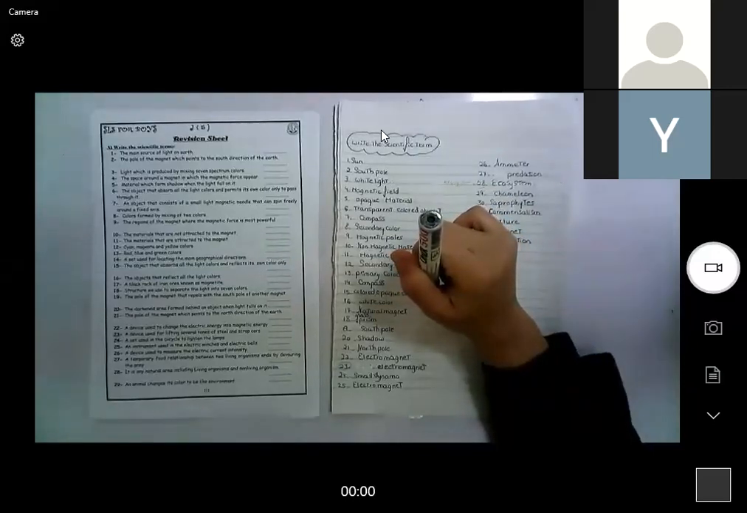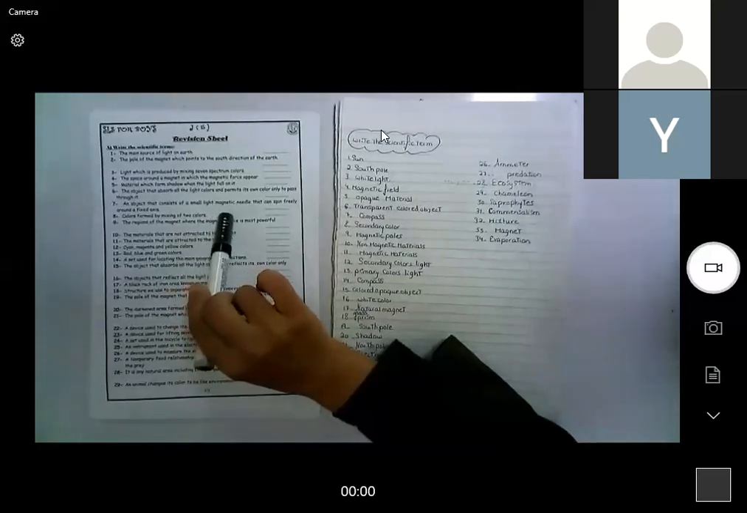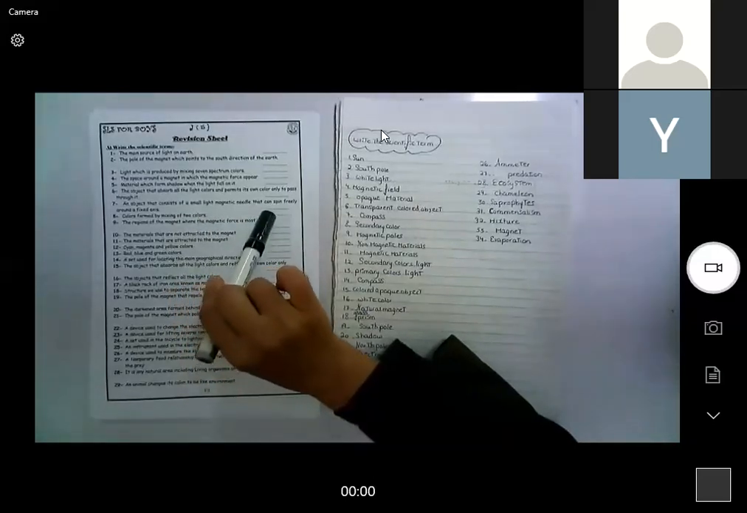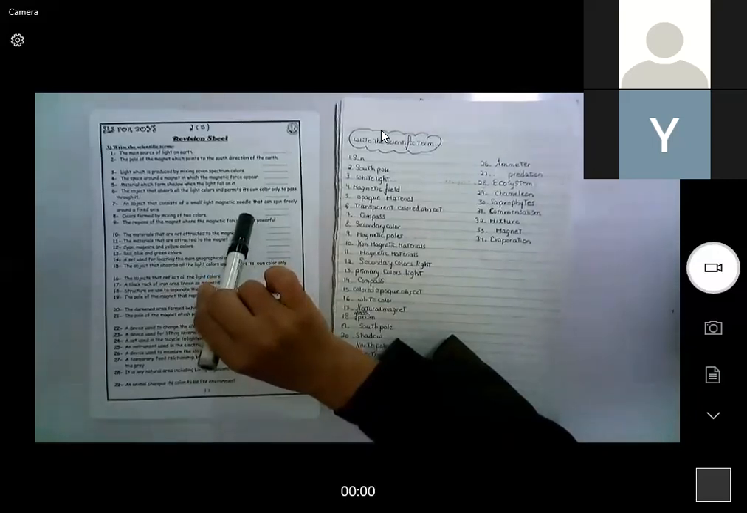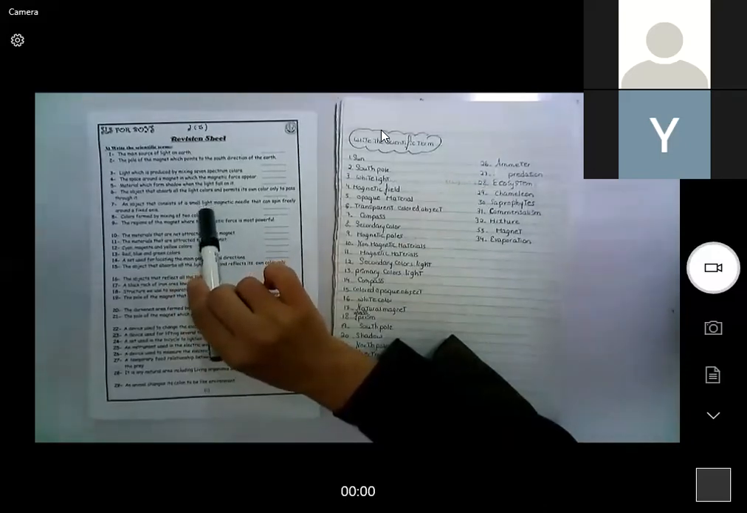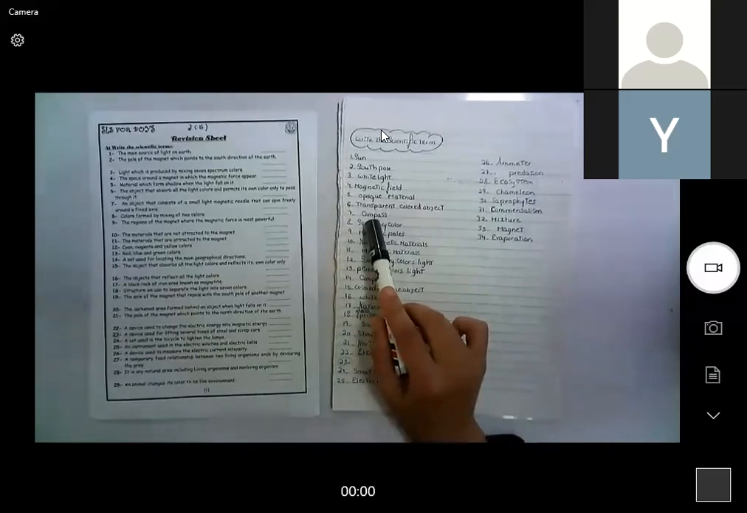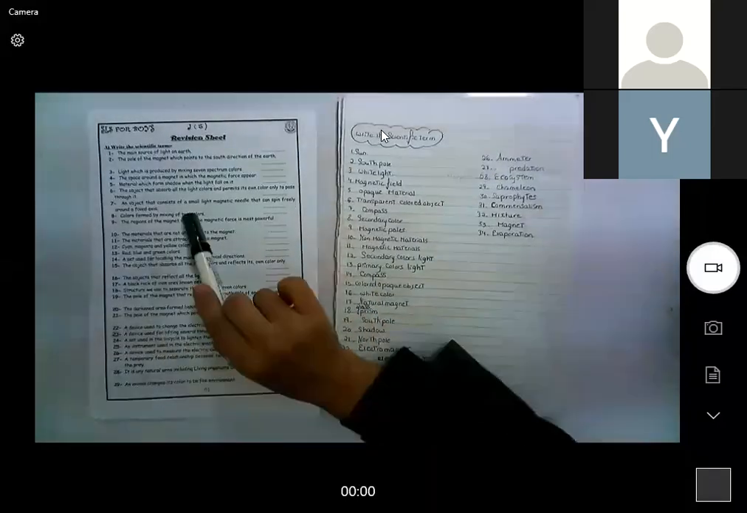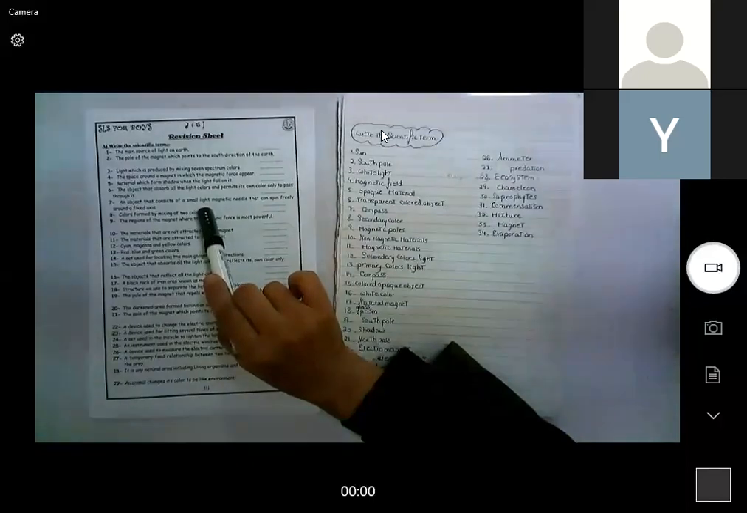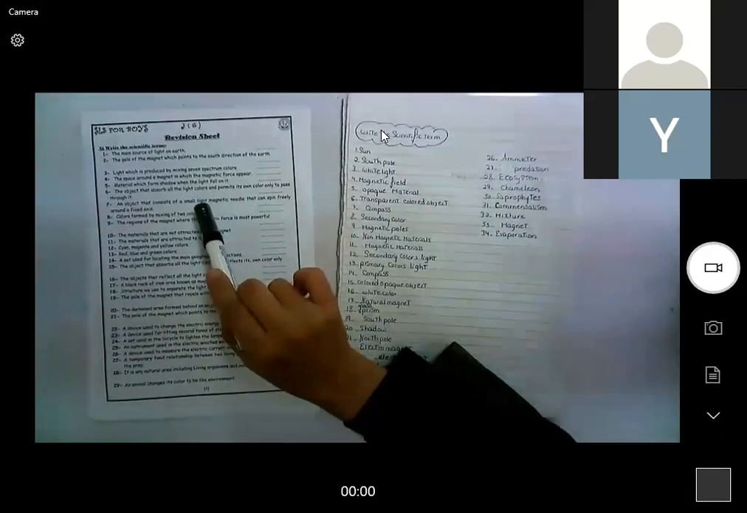7, an object that consists of a small light magnetic needle that can spin freely around a fixed axis. What is the small light magnet? Light meaning is not heavy. Of course, you have to write compass. Because sometimes when you see the word light, you guess it's like the lamp. No, light here is not the lamp. Light here means not heavy.